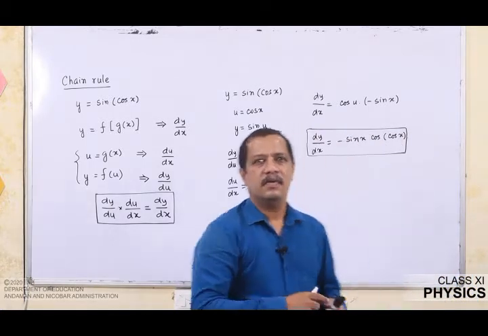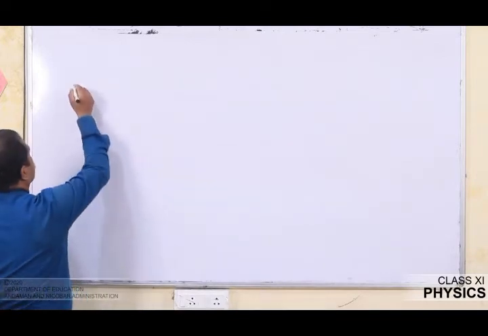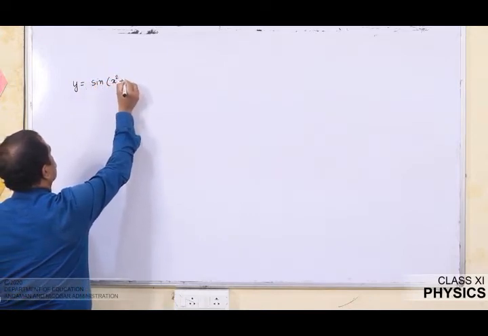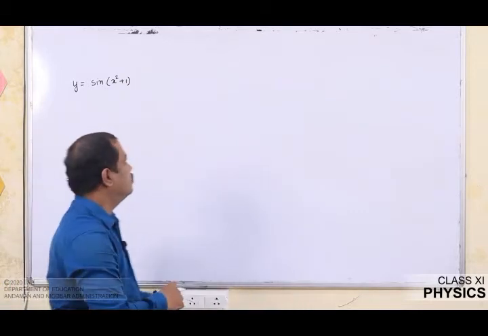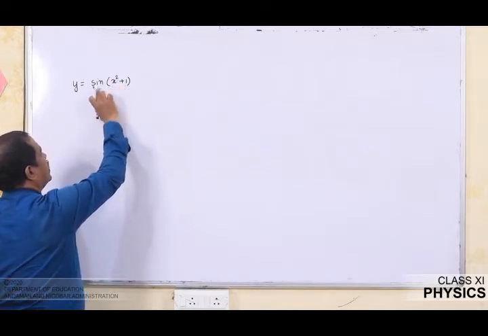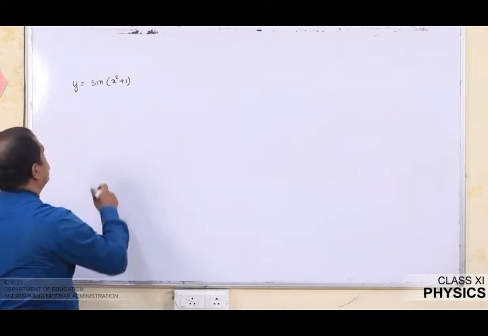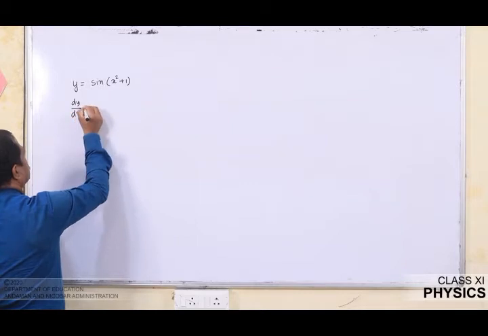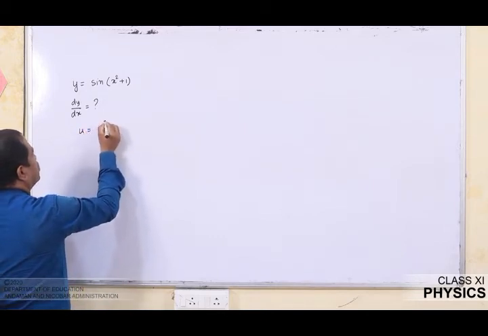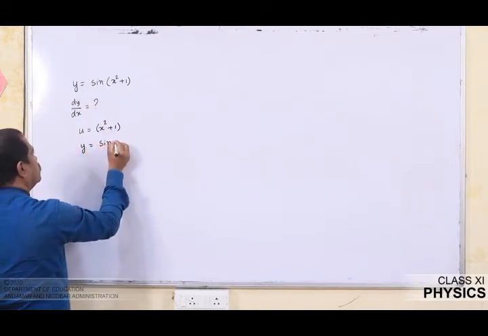Let's move on to another problem. We will try to solve it using the chain rule. The problem is, say y is equal to sine of x square plus 1. So let us say this is my problem. In this case, when I look at it, x square plus 1 itself is a function of x, and in turn sine becomes another function. So this is what the given function is, and I am asked to differentiate this with respect to x. So the question is, what is this dy by dx? To do so, I am going to assign the inner function x square plus 1 as u. In turn, the function I will write as y is equal to sine of u.